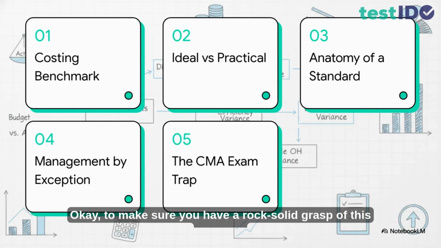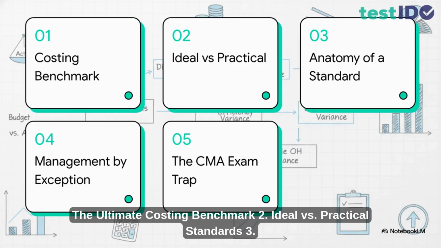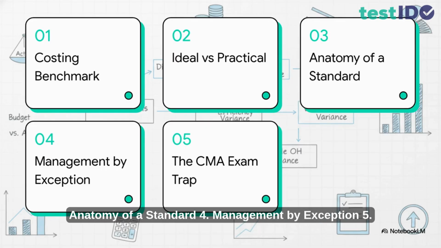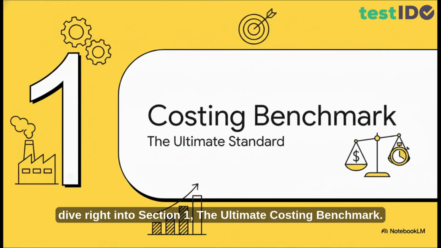Okay, to make sure you have a rock-solid grasp of this concept, here's our masterclass roadmap for today. 1. The ultimate costing benchmark. 2. Ideal versus practical standards. 3. Anatomy of a standard. 4. Management by exception. And finally, 5. The CMA exam trap. Let's dive right into Section 1, the ultimate costing benchmark.